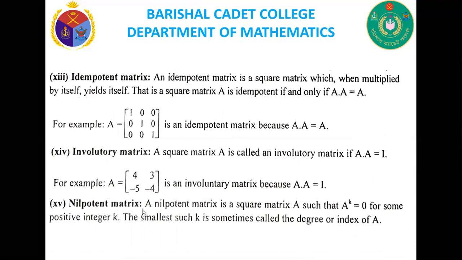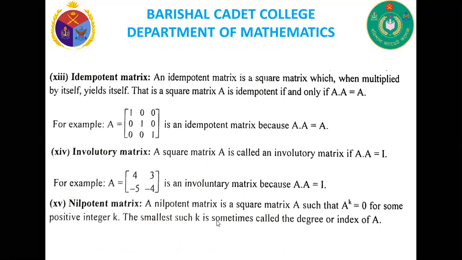Now, nilpotent matrix. A nilpotent matrix is a square matrix A such that A to the power k equal to 0 for some positive integer k. This k is a positive integer. We don't know what will be the value of k, but for some positive integer, we can gauge it. The smallest such k is sometimes called the degree or index of A.